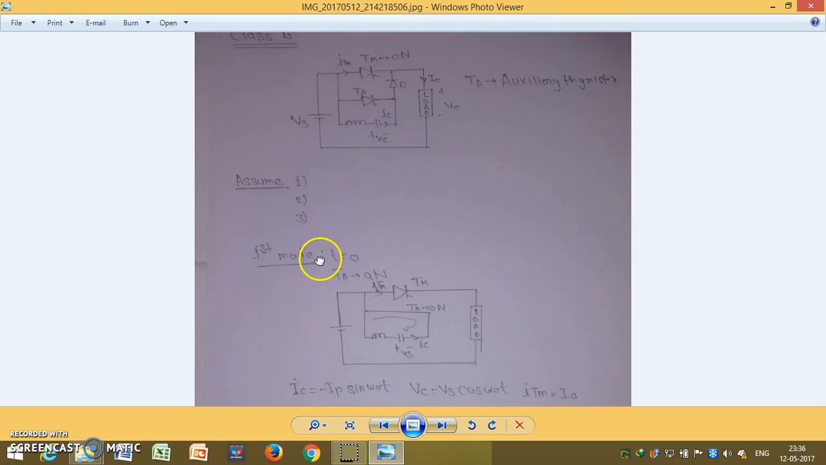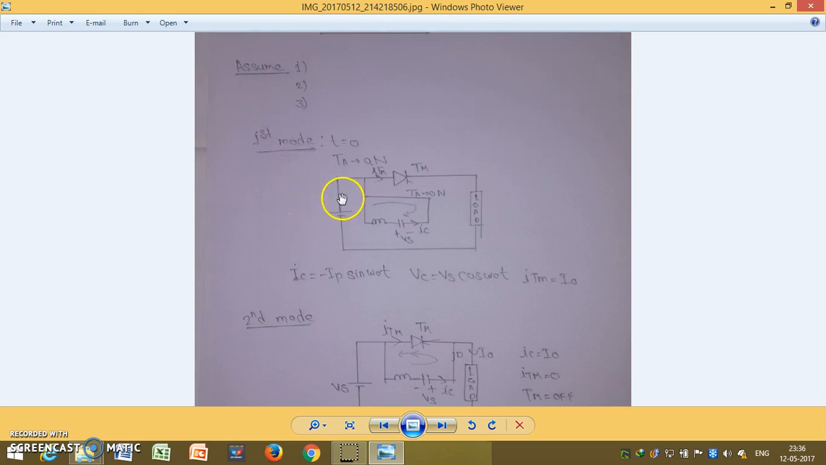Now for class B commutation we have the main thyristor, auxiliary thyristor, LC component, diode, and our load. So there are three assumptions. Now what are the three assumptions and why are we assuming them? First, Vc is equal to Vs volt at t equals 0 with this polarity, plus minus. Second, this is a highly inductive load, so that the load current remains constant. Third, Tm is on at t less than 0. These are our three assumptions.